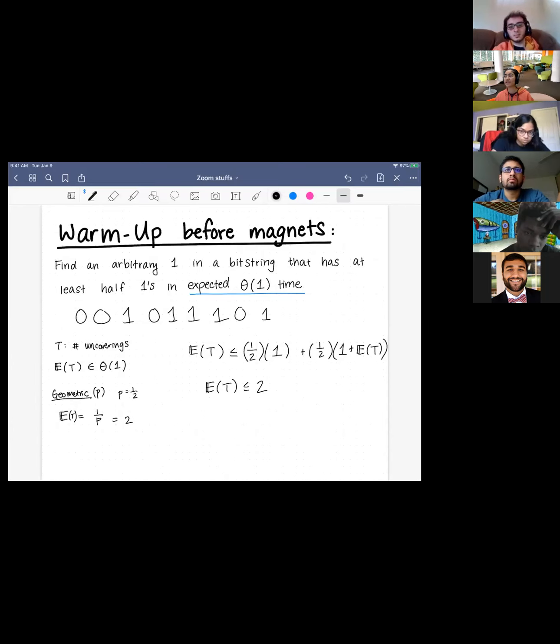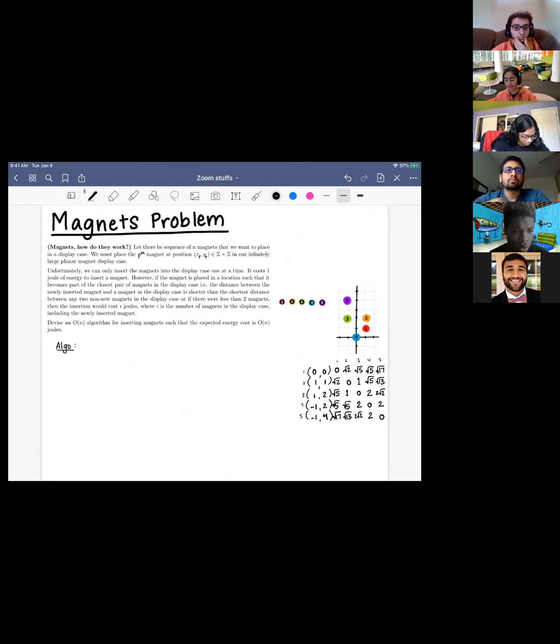So these are two different strategies, but the point is that the more probability skills you're comfortable with, the easier these problems become. Okay, so now let's jump into the magnets problem. There is quite a bit of reading, so first let's go through this.